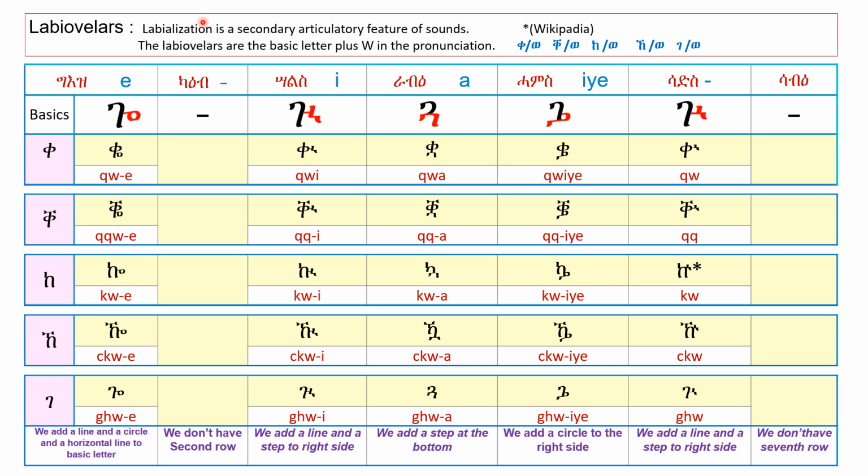The labiovelars are formed only with 5 rows: 1, 2, 3, 4, 5. The other Ge'ez letters are formed by 7 rows. Let us read those letters. Gue, gui, gua, gue, gu.